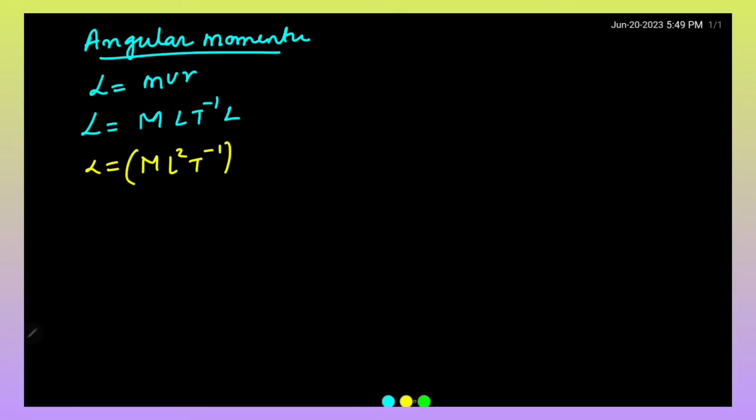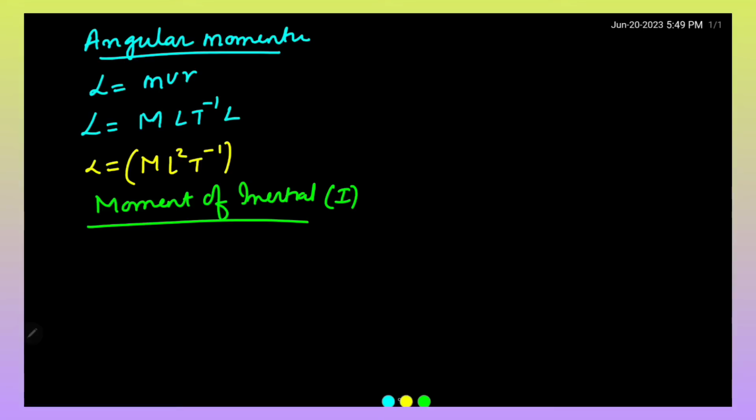Now let us find out the dimensional formula for moment of inertia. Okay, so moment of inertia, that is I. We all know that I is equal to m r square, general formula. So we can write this as m L square, that's it.